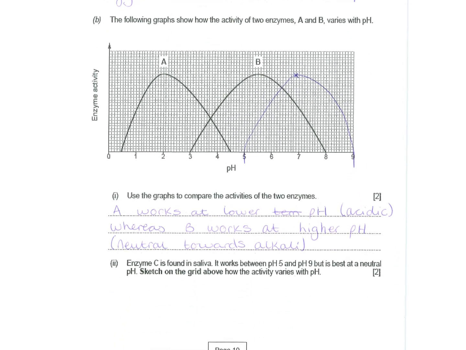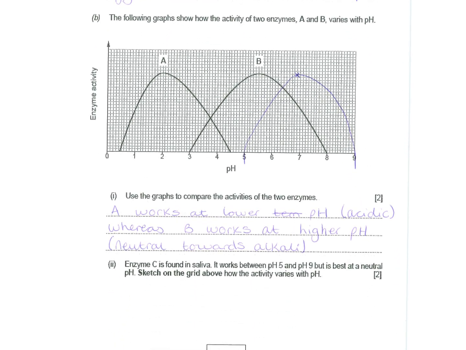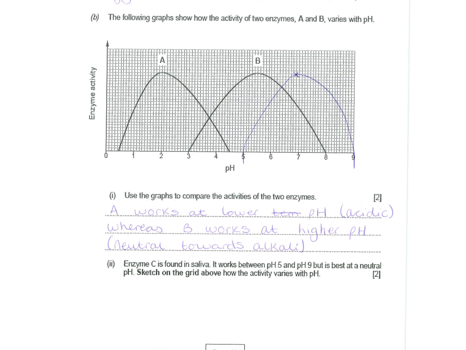The graph is to compare the 2 catalysts. So A works at a much lower pH, sorry, not temperature, pH. You can see I've done it there as well. It works in a very acidic environment. Remember, here's neutral. These are very strong acidic, weak acidic, whereas B works at a much higher pH, neutral towards alkali. Enzyme C is found in saliva.